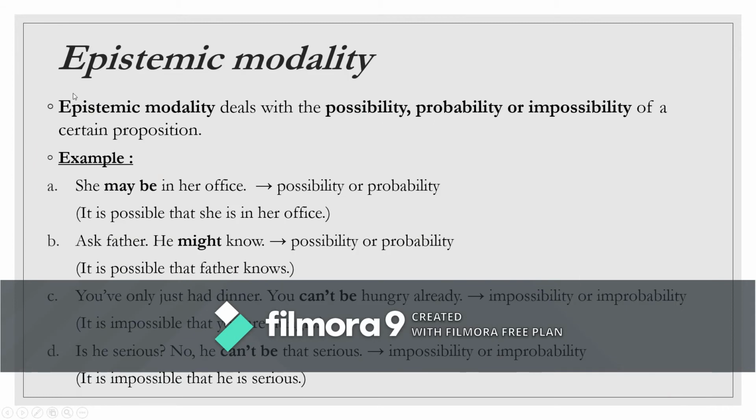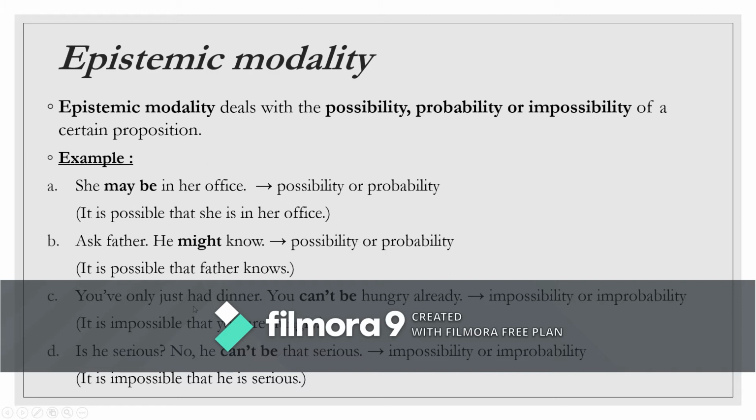And next, the second type of modality is epistemic modality. Epistemic modality deals with possibility, probability, or impossibility of a certain proposition. So basically, this is concerned with possibility. For example, she may be in her office. So it is possible that she is in her office. And the second one, ask father, he might know. This is a possibility. So it is possible that father knows.